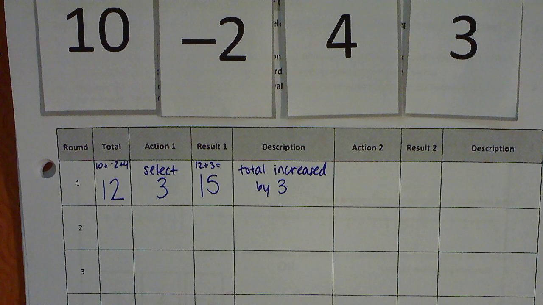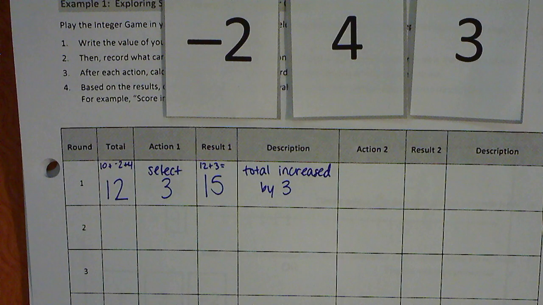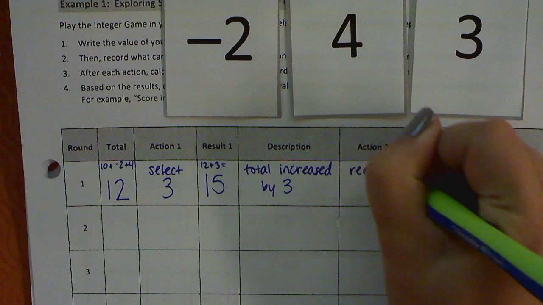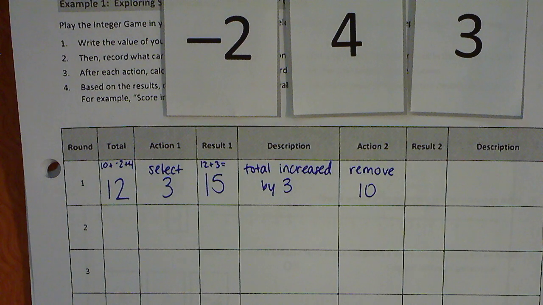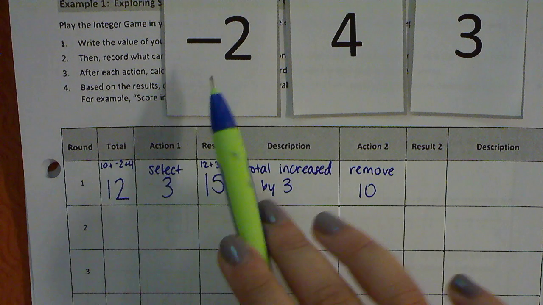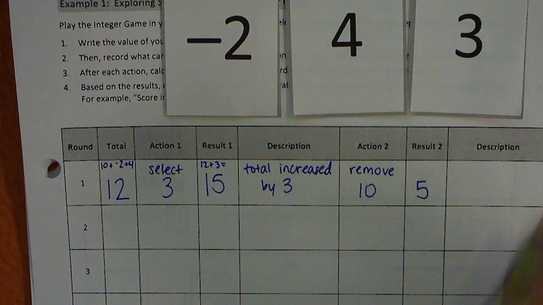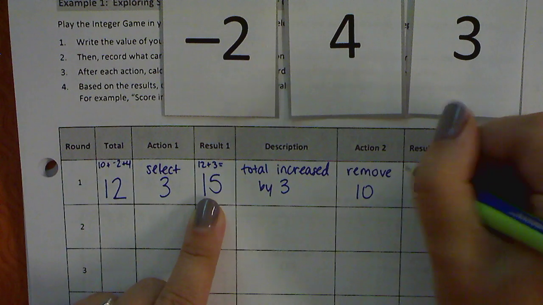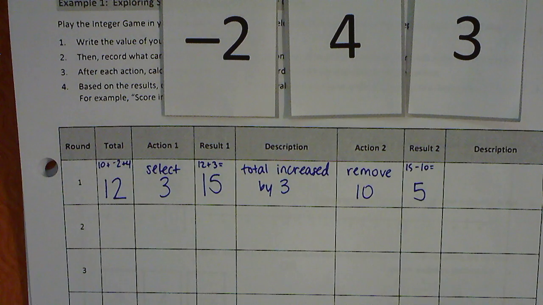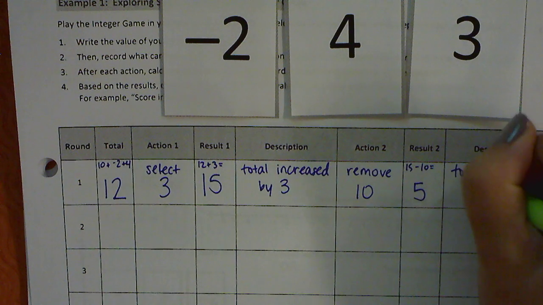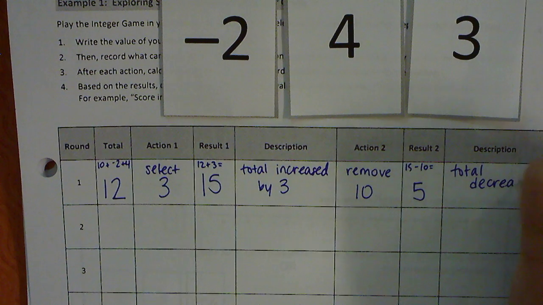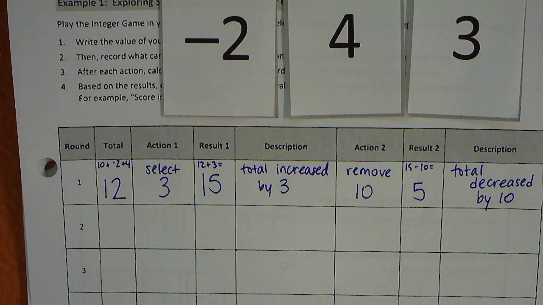Now I'm going to remove a card and see how that affects my score. If I remove 10, I see how that affects my score. Now I have -2 plus 4 is 2, plus 3 is 5. As you can see, my score used to be 15. I removed 10. 15 minus 10 is 5. So what happened was the total decreased by 10. Because I removed a 10, the total decreased by 10.